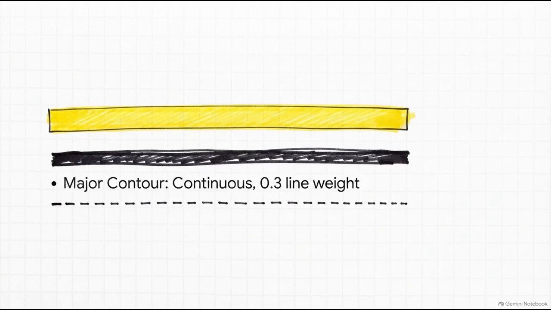Under the Display tab of your surface properties, just ensure your border, major contour, and minor contour visibilities are turned on. Here is a fantastic styling hierarchy you can use. Set the border to yellow. Make your major contours a continuous line type with a distinct, thick line weight of 0.3. Then set your minor contours to a much lighter 0.02 line weight and make them dashed.